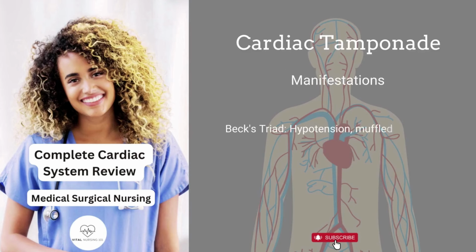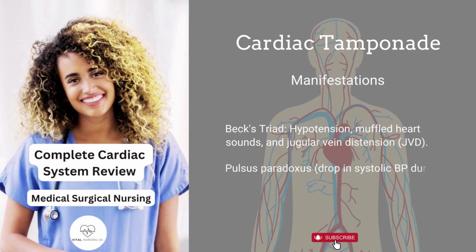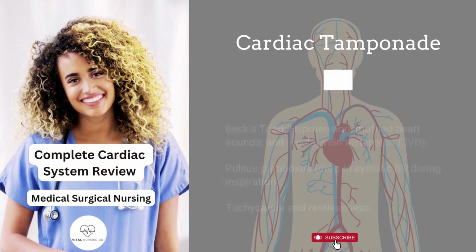Manifestations are the following: Beck's triad, which includes hypotension, muffled heart sounds, and jugular vein distension. Pulsus paradoxus, a drop in systolic blood pressure during inspiration. And finally, tachycardia and restlessness.